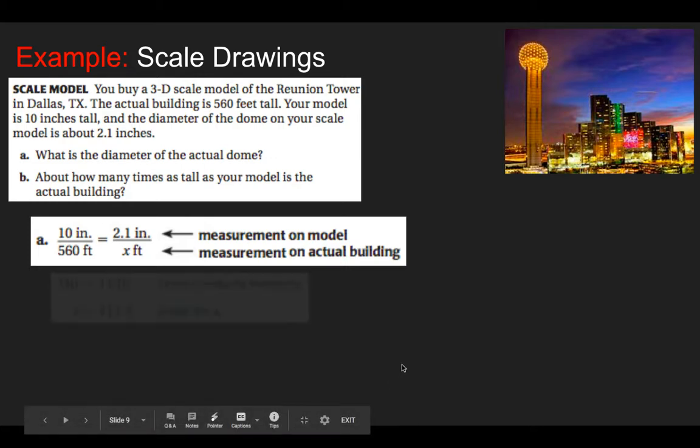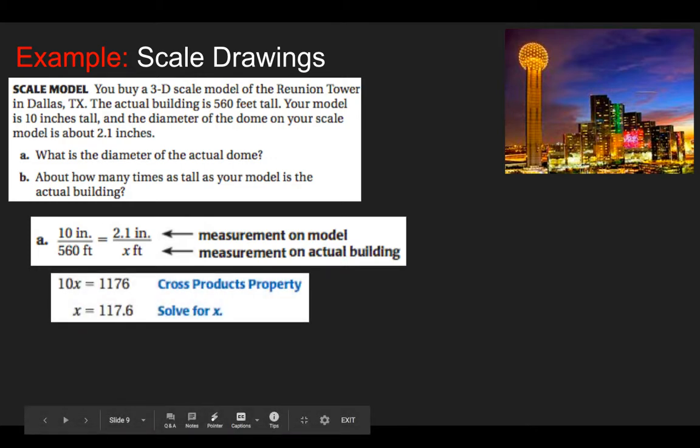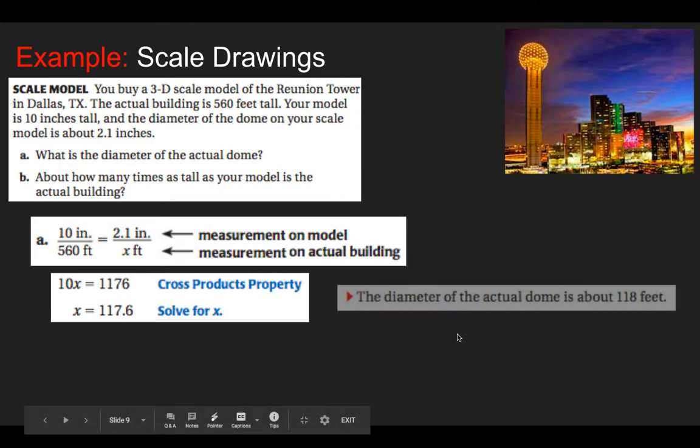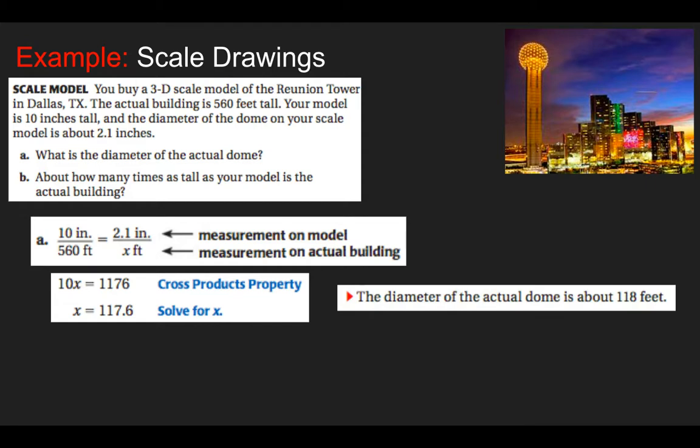Cross multiply, solve for x, and you're going to get 117.6. What does that mean? That means the diameter of the actual dome is about 118 feet. Remember, diameter is the distance from edge to edge of a circle through the center.